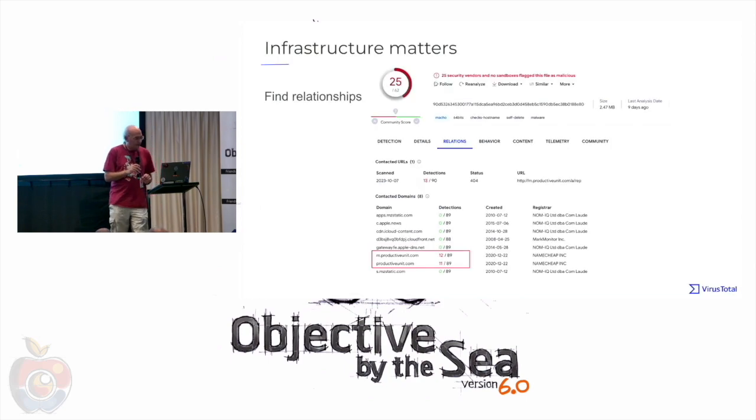So infrastructure matters. A favorite part of mine of VT is the relationships tab. I often think of it as a pivot table. So you can go straight to relationships and say, how is this particular file related to other things on VT? We directly know the URLs it's related to, and we see that this first URL has a detection, and then we also see these domains that it reaches out to, or part of the URL, or it could be a domain that's embedded within the code, or, in the case of contacted domains, it's contacted in a sandbox execution.